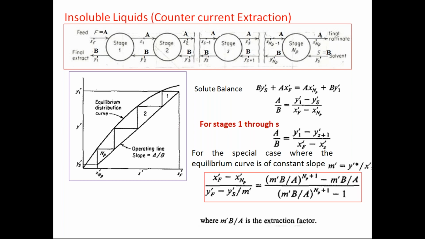So that is the condition. Another condition is that the equilibrium curve should be a straight line. It should no longer be a curve, it should be a straight line. In that case, you can use the Kremser-Brown equation and find the number of stages required. Okay, so it is very easy to estimate if A and B are completely immiscible. So with this, I'll stop.